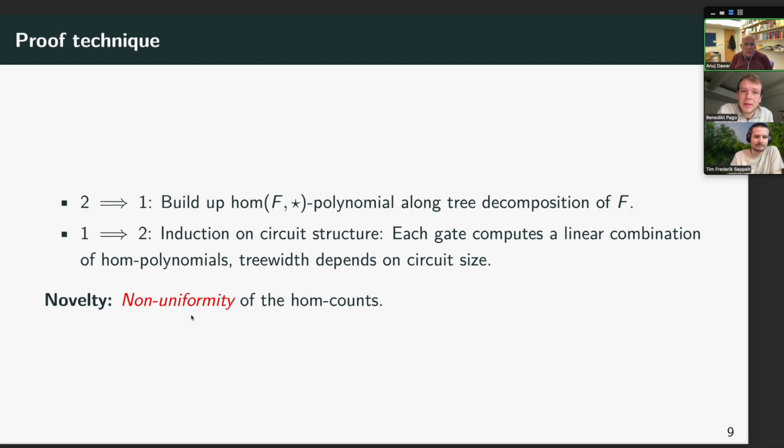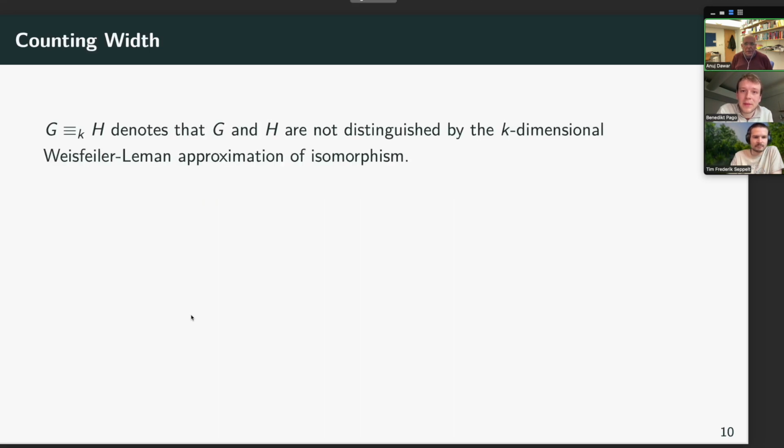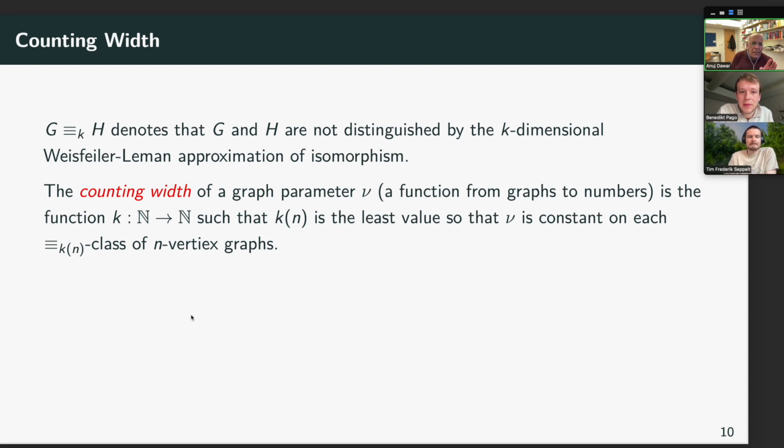Yeah, and what you mean there is the connection to counting width or Weisfeiler-Leman dimension. So let me say a little bit about this. For graphs G and H, we say that they're k-equivalent if they're not distinguished by the k-dimensional Weisfeiler-Leman approximation of isomorphism. I'm not going to get into a definition. But this leads us to a notion of the counting width of a graph parameter. A graph parameter nu is any function from graphs to numbers. And its counting width is the function which gives us, for each n, the smallest k such that nu is constant on each k-equivalence class of n-vertex graphs.